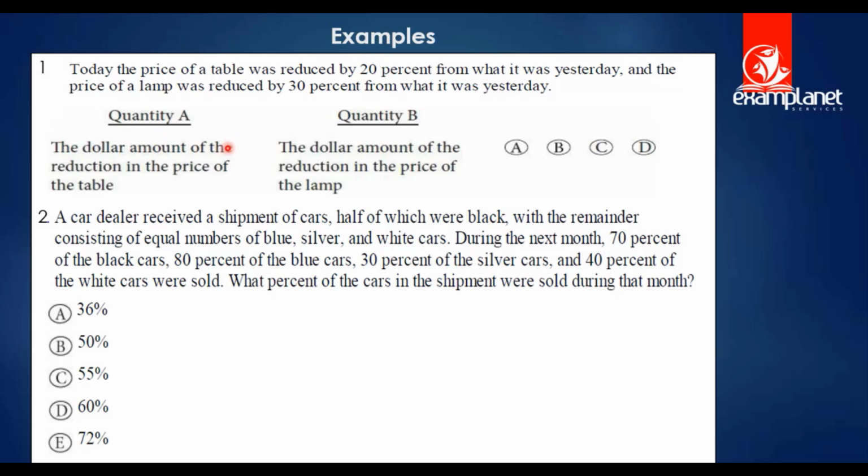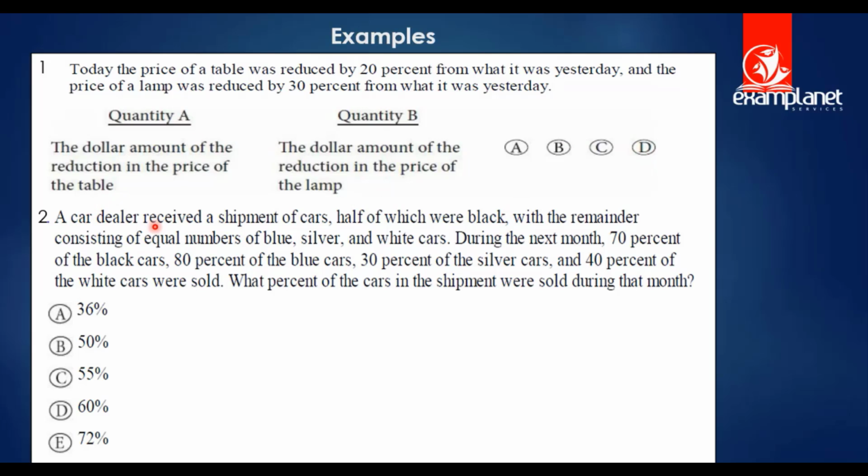Because it's talking about dollar amount, the exact amount in dollars, not the percent. If it's percent, fine, it's clear, B will be greater than A. But here it's talking about the dollar amount, which we are not sure of. So D will be the right answer. Alright, so that's question 1.